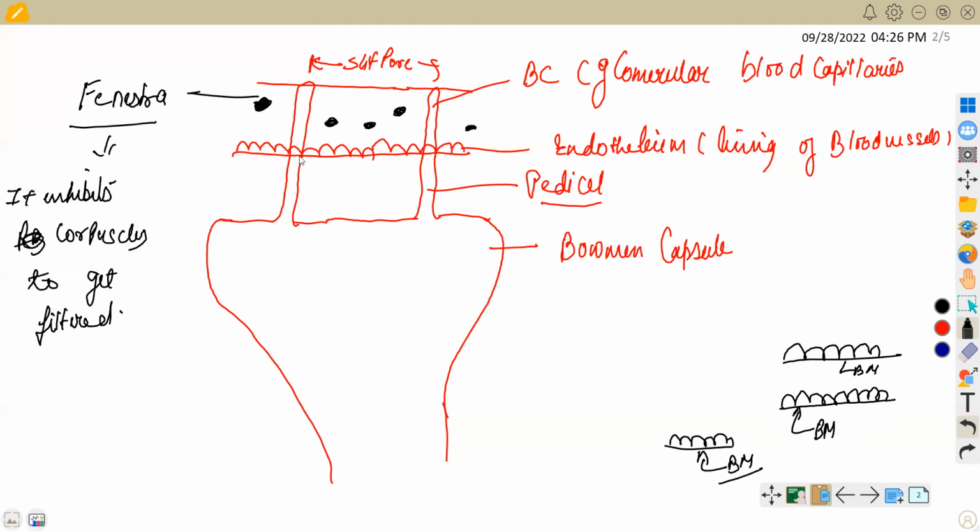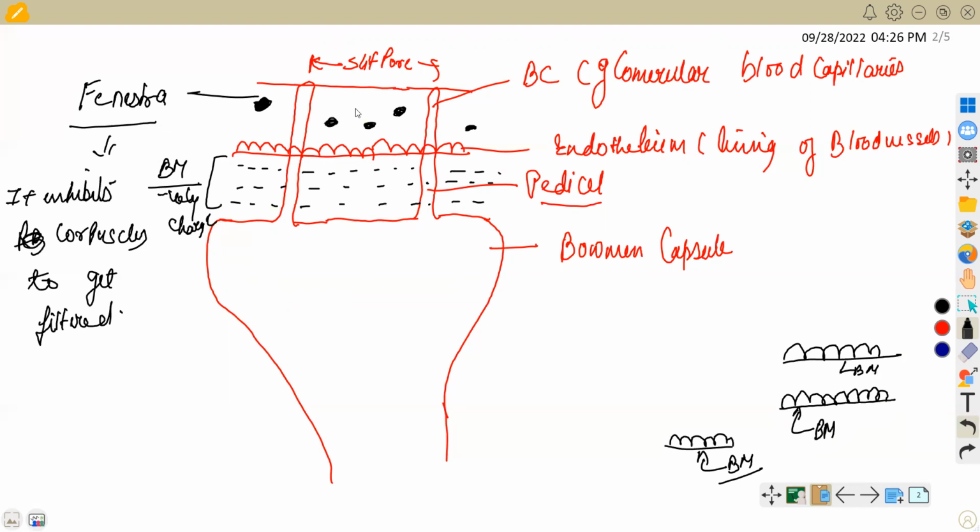So the basement membrane of this endothelium would be like this, and the basement membrane of this Bowman capsule squamous epithelium would be like this. Both basement membranes are lying towards each other. This part we can acknowledge is called BM or basement membrane. The basement membrane is negatively charged.